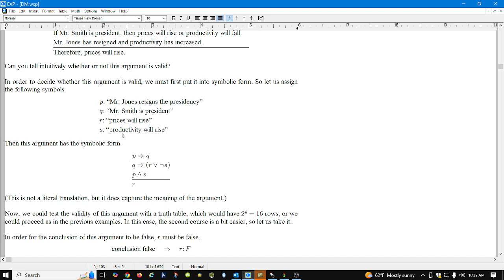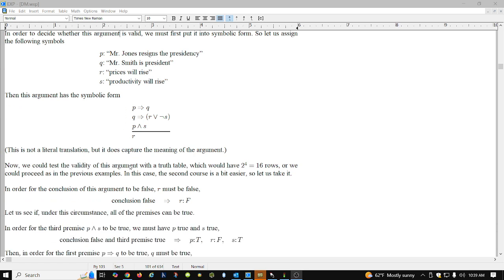First, we get the symbolic form for the argument, and it looks like this. Now, this isn't a literal word-for-word translation because English is a little ambiguous, but it captures the meaning of the argument. Well, a truth table is going to have 16 rows because we've got four statement variables. So let's see if we can argue without a truth table.